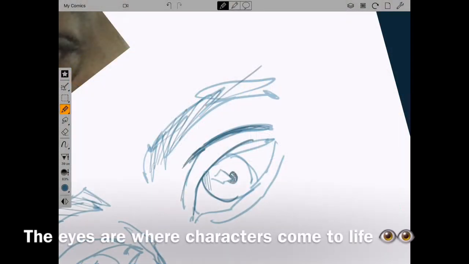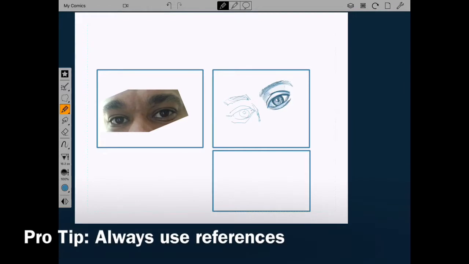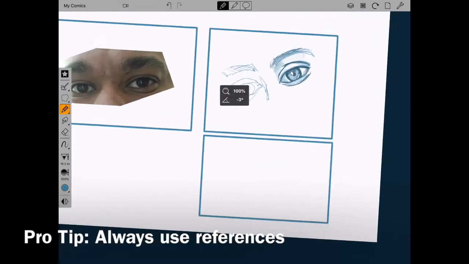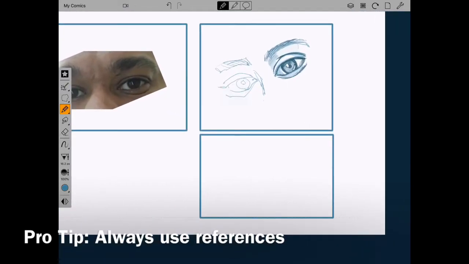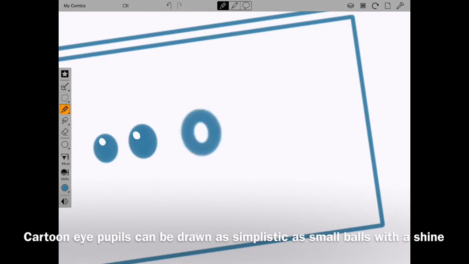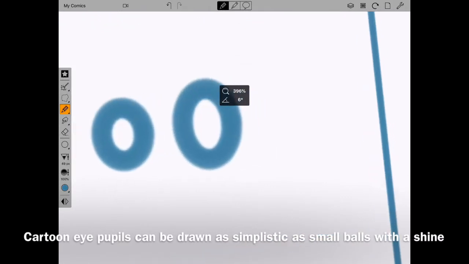The eyes are where the characters live. They communicate thoughts, feelings, and expressions better than any other part of the body. Whether you're drawing cartoony or realistic eyes, it's always a good idea to use references. Feel free to have a mirror handy or the camera feature that's already part of the app.